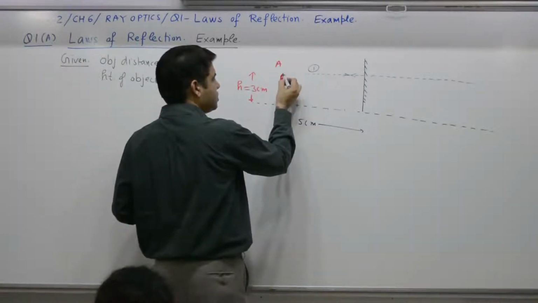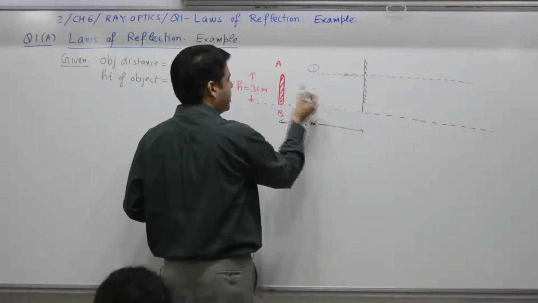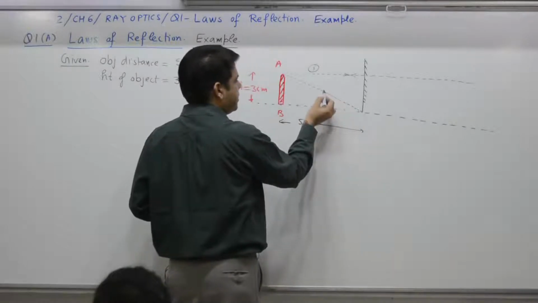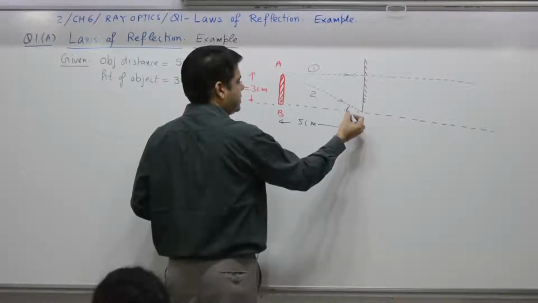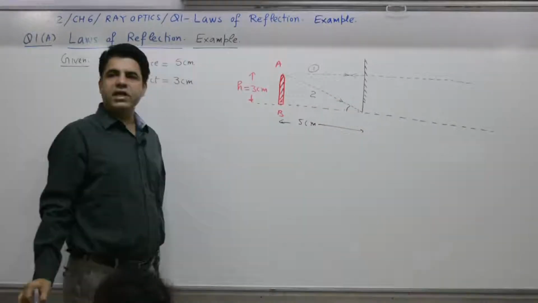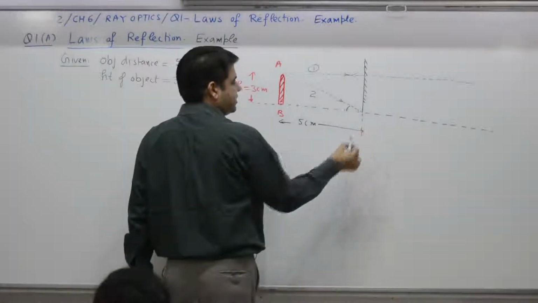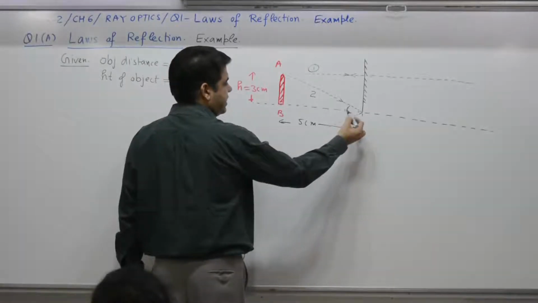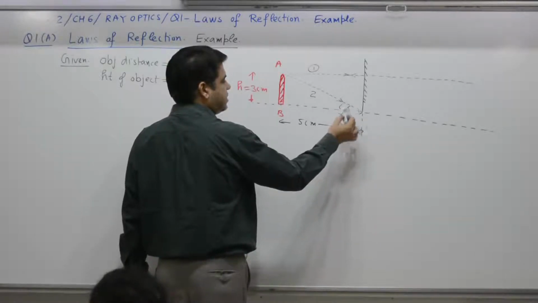Ray number 2 starts from here. You can take it to any point, your choice, but I will take it to this point. So A hits the lowest point of the mirror. This is ray number 2. There is some angle of incidence, whatever that angle may be. Angle of incidence is equal to angle of reflection, so the ray moves along this line. This is angle of incidence, this is angle of reflection, the two are equal.